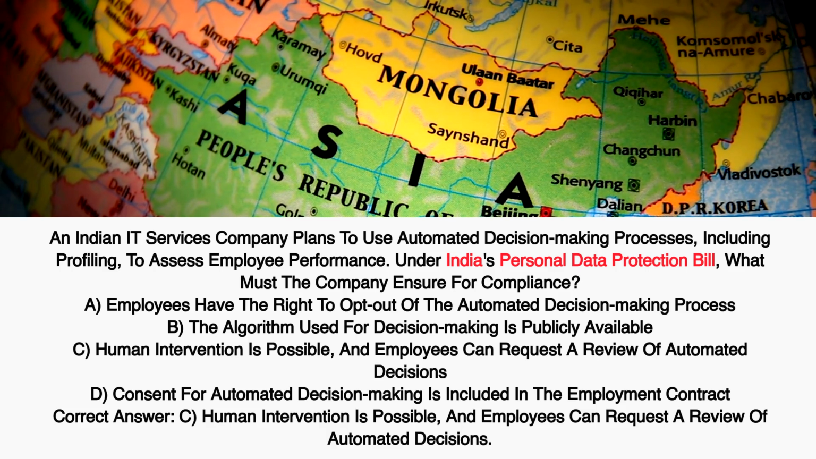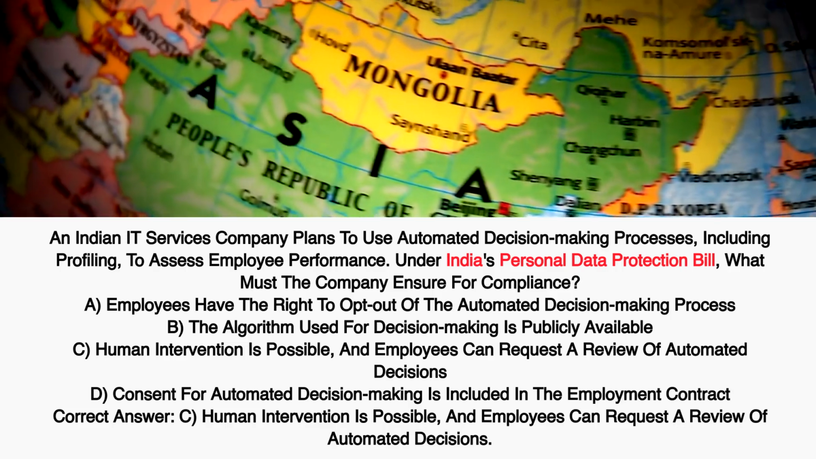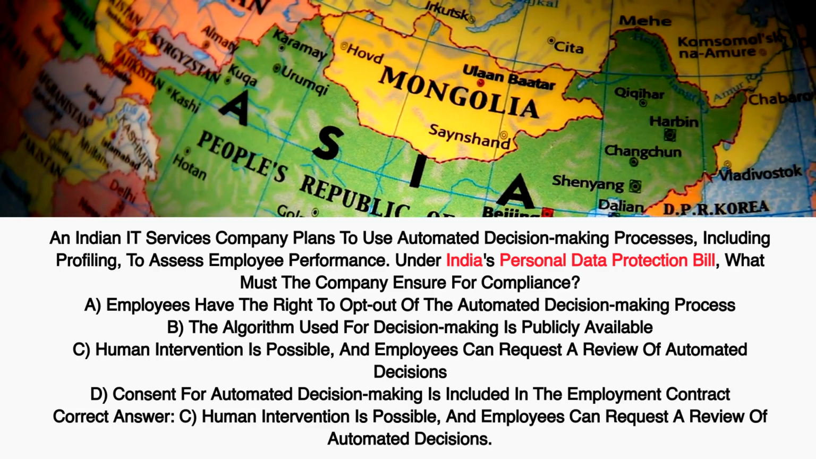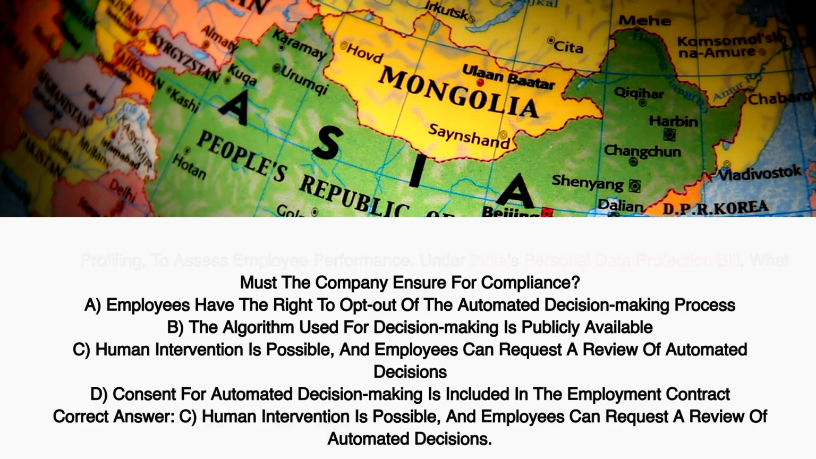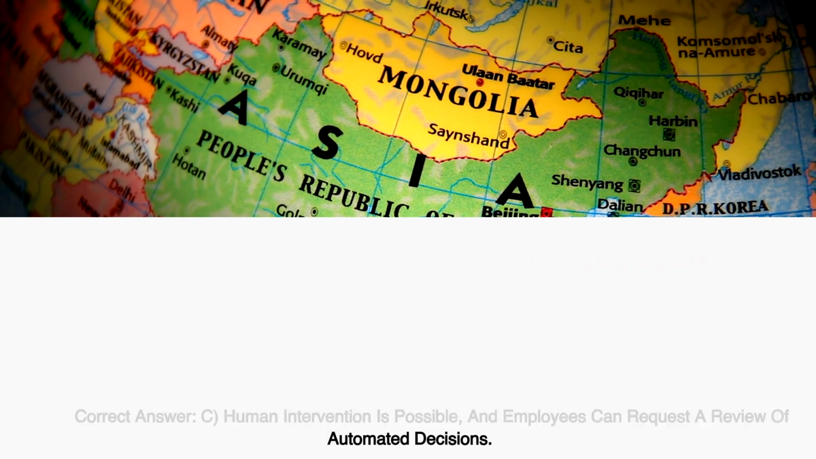B. The algorithm used for decision-making is publicly available. C. Human intervention is possible, and employees can request a review of automated decisions. D. Consent for automated decision-making is included in the employment contract. Correct answer: C. Human intervention is possible, and employees can request a review of automated decisions.